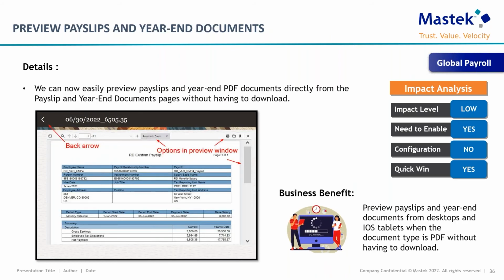Preview payslip and year-end document. Yes. So earlier we had to download the payslip and the year-end document once we had generated it to check the result. But now we can directly click on preview payslip and preview year-end documents, and we do not need to download it. We can just verify it right there in the process itself.